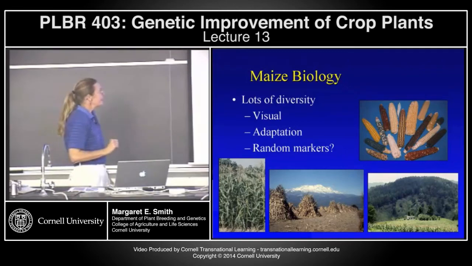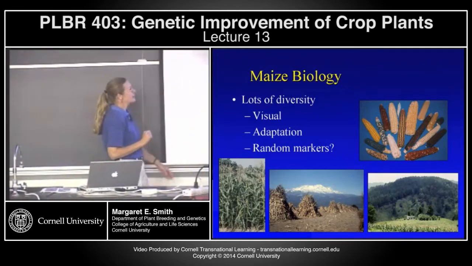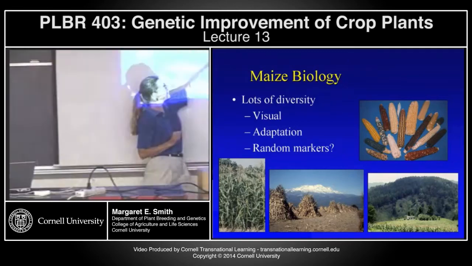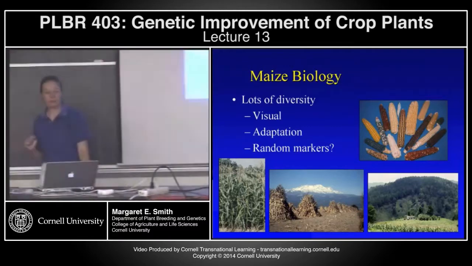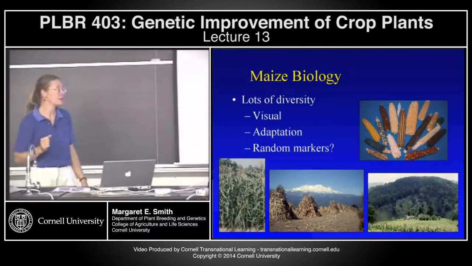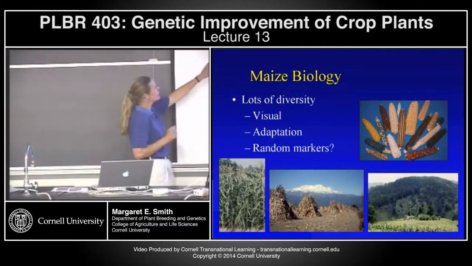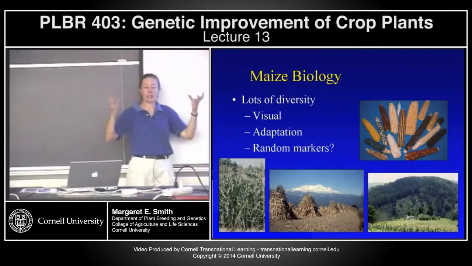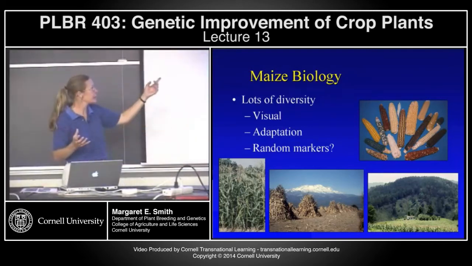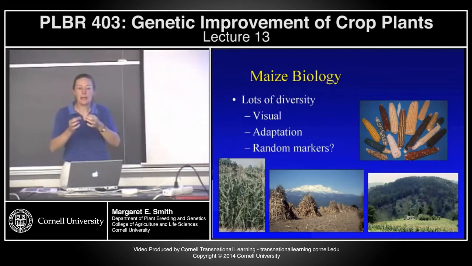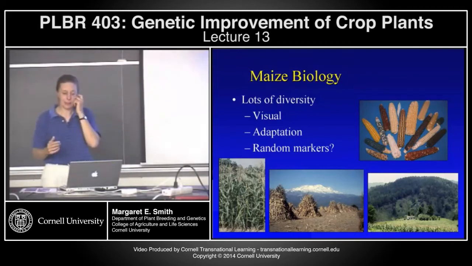Also, maize biology is characterized by lots of diversity. As maize moved around the world, different cultures selected different types to meet their food needs and preferences and their different environmental needs. That diversity is certainly apparent visually as you look at a collection of lots of different maize varieties from around the world. You see all these differences in seed type, endosperm hardness, seed color, ear shape, etc., etc.